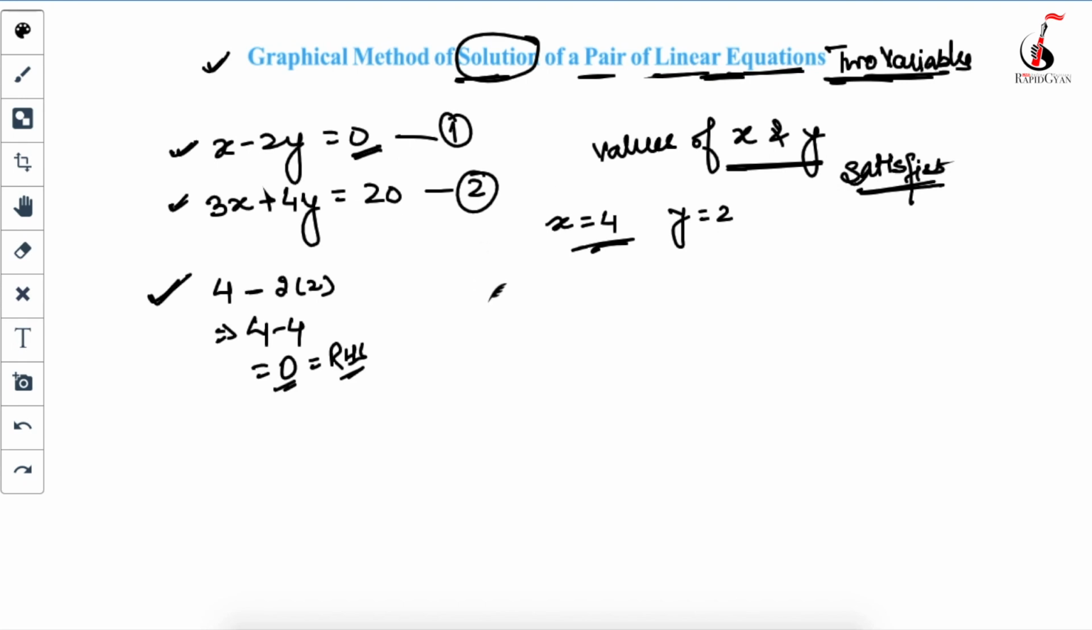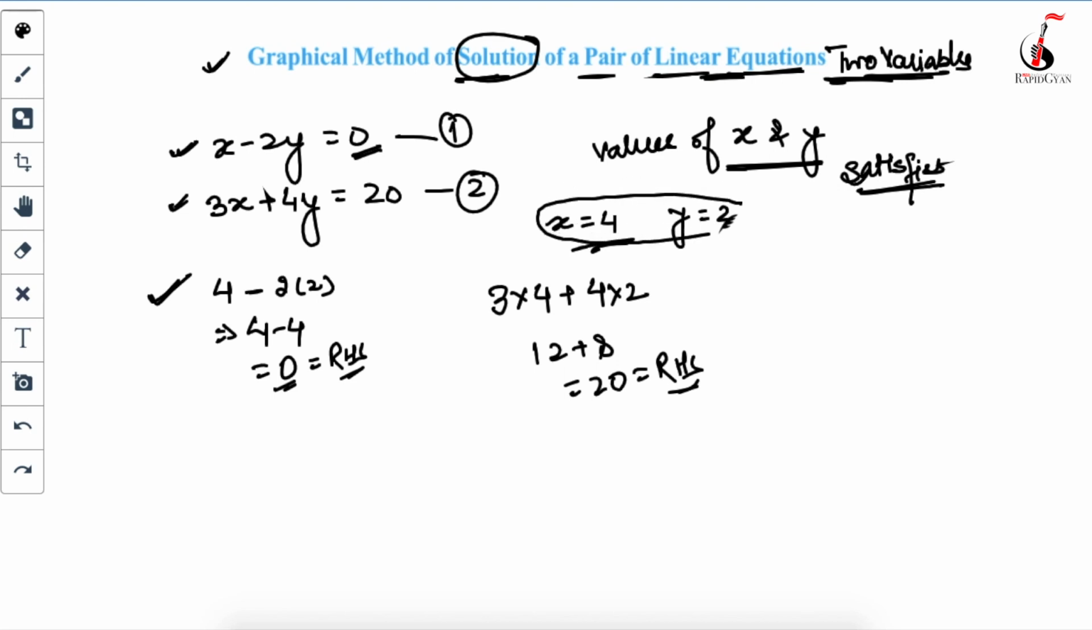Now come to the next equation. I am going to put in 3 times 4 plus 4 times 2. Solve it: 12 plus 8, which is equal to 20, which is equal to the RHS. So the values of x and y satisfy both equations. These common values of x and y, which satisfy both the equations together, are called the solution of the pair of linear equations of 2 variables.